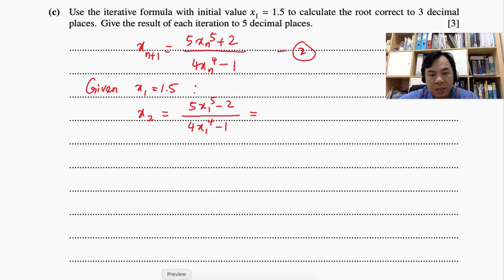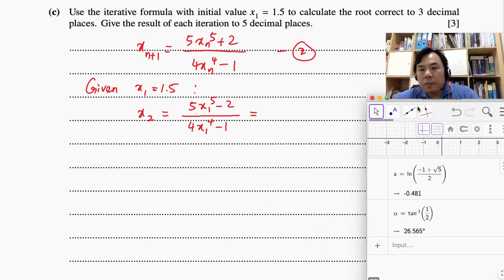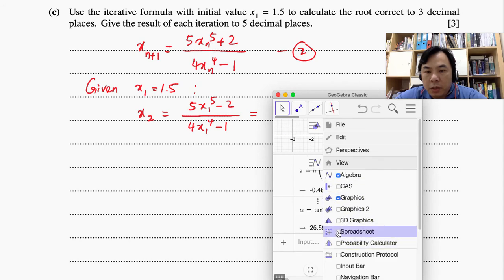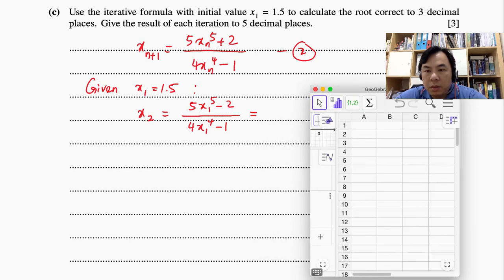So let me get my calculator here. I think it's better if I set it to a spreadsheet. It'll be easier for me to calculate in this case. So I will have my 1.5 here. Okay, 1.5. Then the next one will be here. I'll take this.